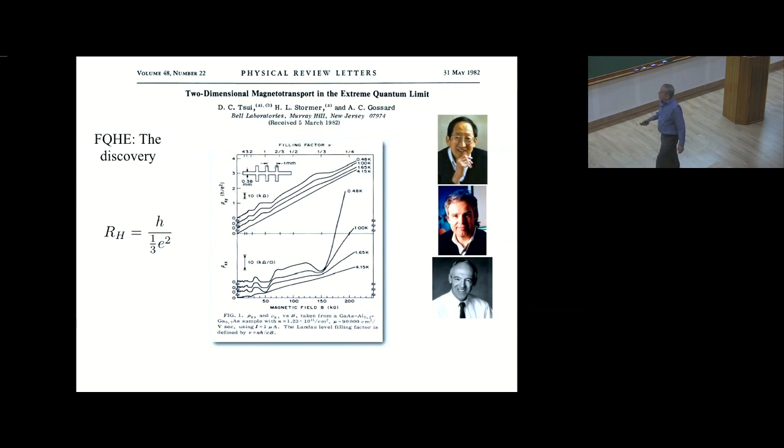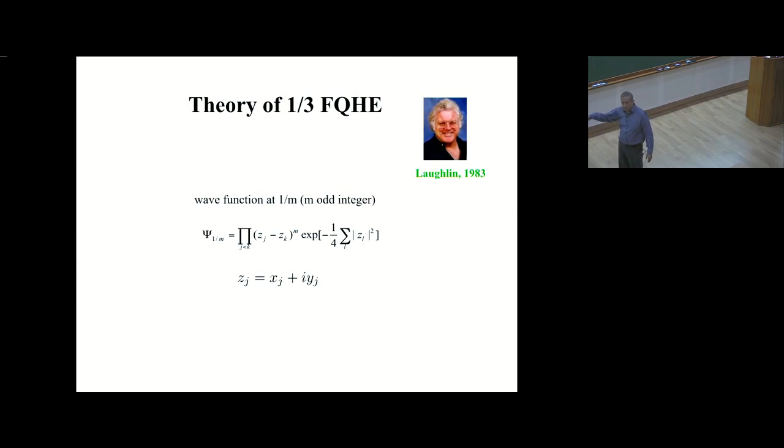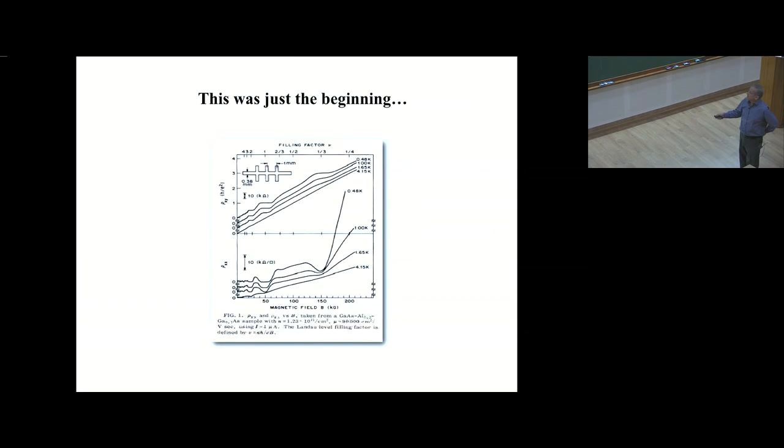A theory for this effect, the 1/3 plateau, was written by Laughlin, and I have shown you the basic ansatz of his theory, but we'll come back to this in much detail later on. And it is for this that Laughlin, Tsui, and Stormer won the Nobel Prize in 1998. Now it turns out that 1/3 was just the beginning. So this was the initial data.